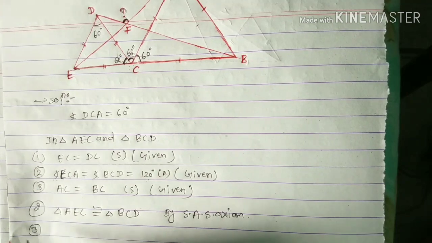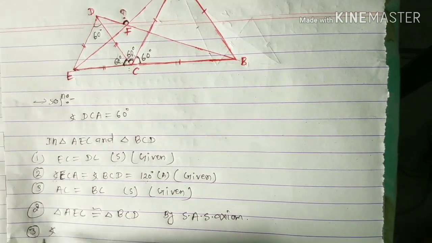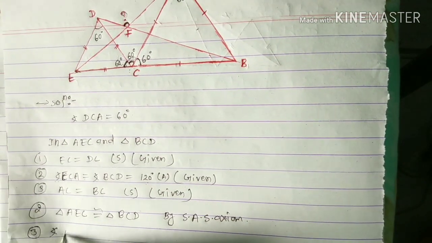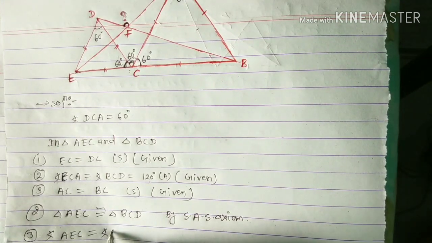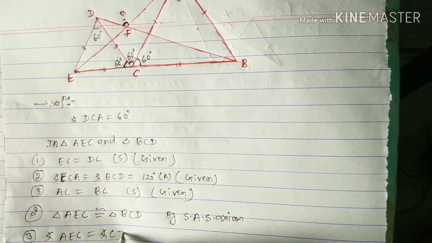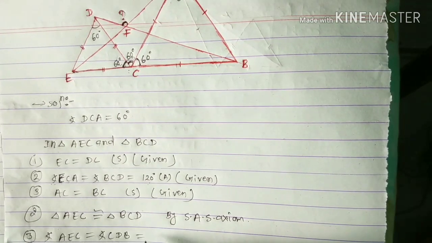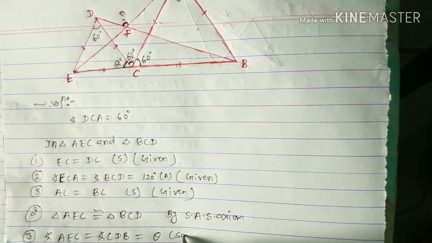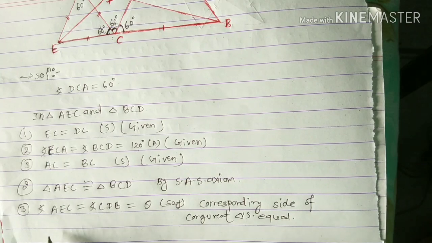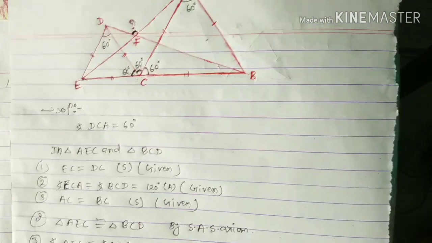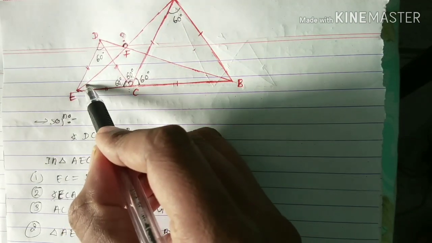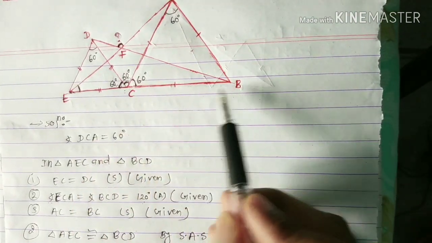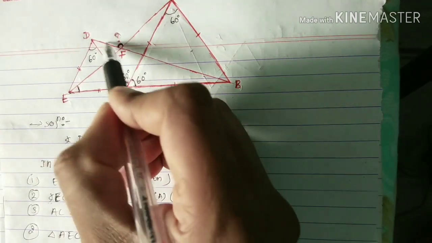Now in three number we can write that angle AEC is equal to angle CDB is equal to theta. So angle AEC means this angle, and angle CDB, this angle.